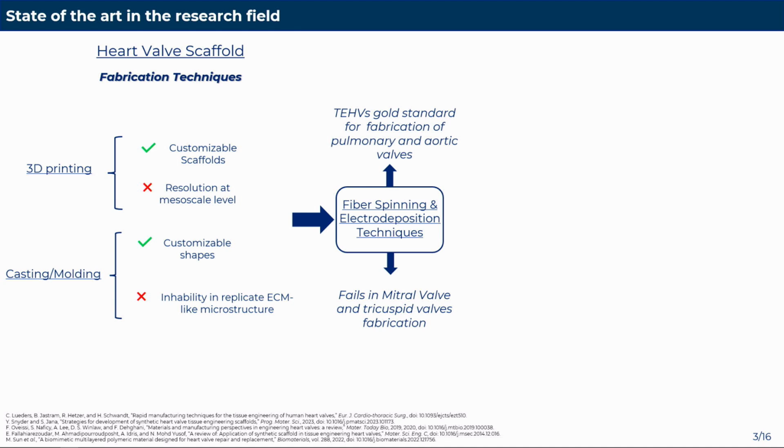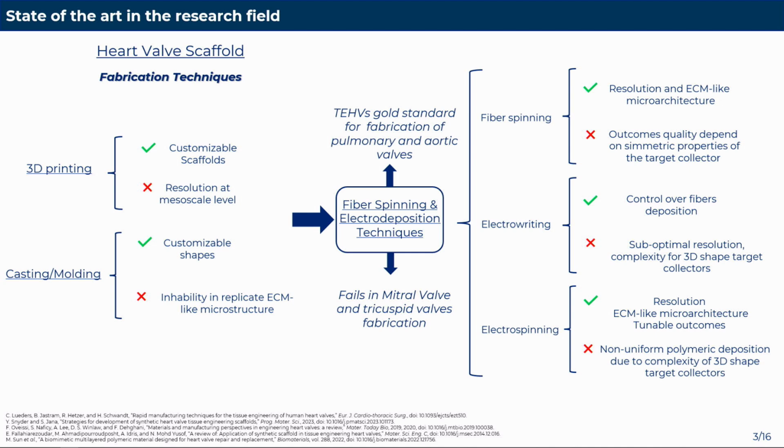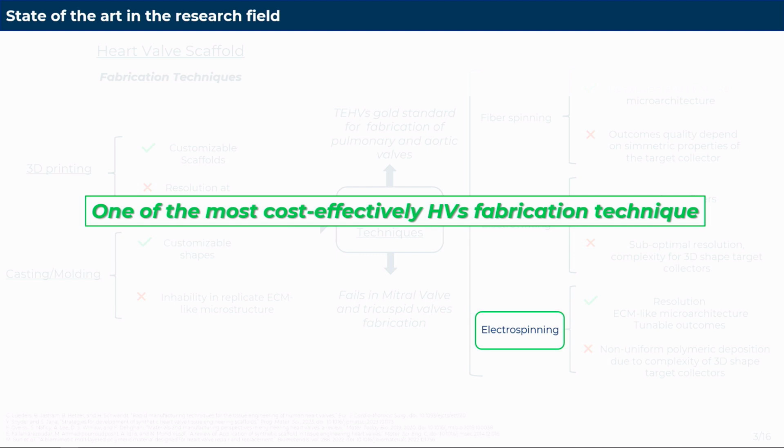However, they fail for mitral valve and tricuspid valve fabrication mainly because of the asymmetric properties of the mitral and tricuspid valves. Fiber spinning, electrowriting, and also electrospinning. However, we believe in electrospinning, and we focused and spend our efforts on this technique because it's one of the most cost-effective heart valve fabrication techniques that could maybe in the future be applied in the clinic and could be scaled.